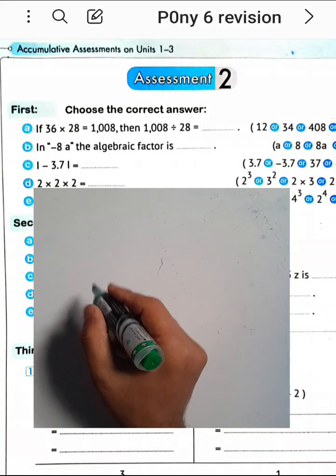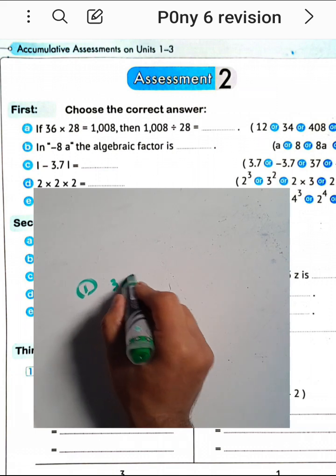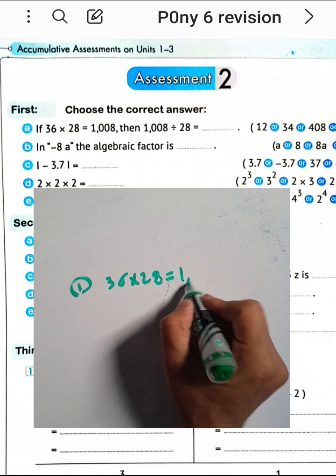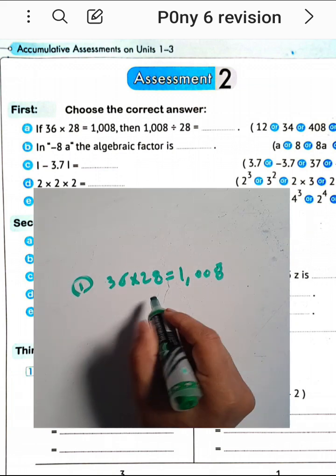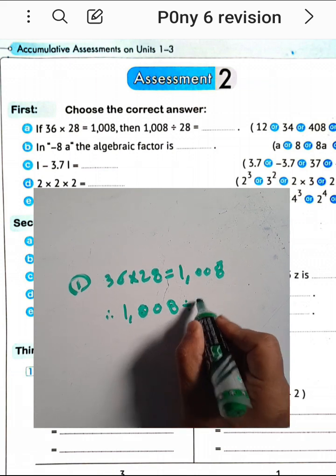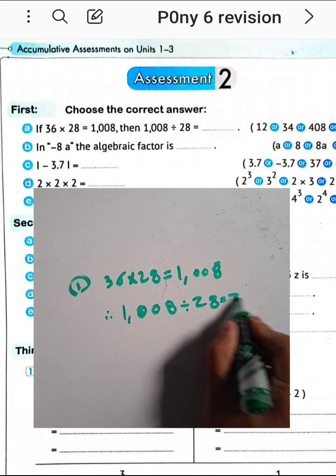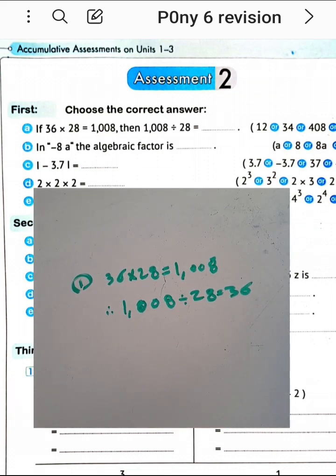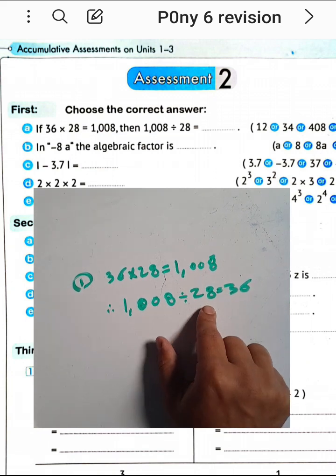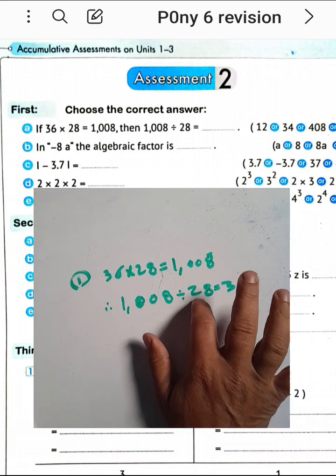In Unit 3. First question, number 1, choose the correct answer. If 36 times 28 equals 1008, then 1008 divided by 28 will be 36. Here we call 36 the quotient, 28 the divisor, and 1008 the dividend. We know the dividend equals the divisor multiplied by the quotient.